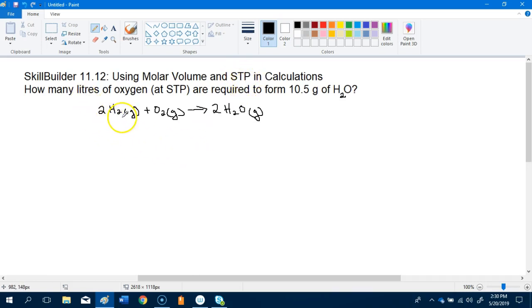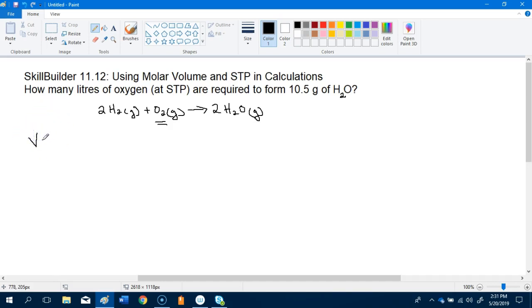And we are given the balanced equation of 2 hydrogen gas plus oxygen gas equals 2 water vapor. And we are asked to find the liters of oxygen that are required to form 10.5 grams of H2O. So here is what we are looking for.